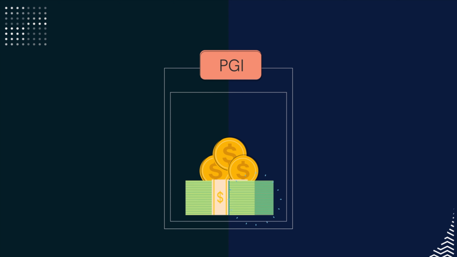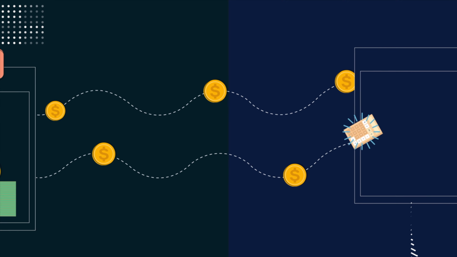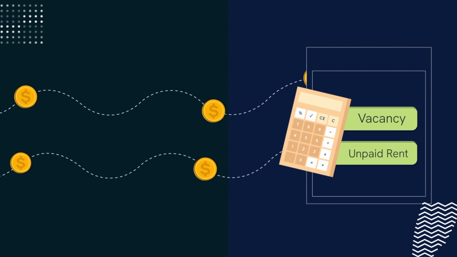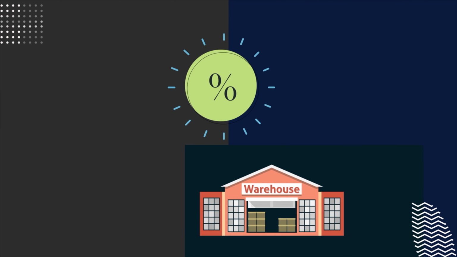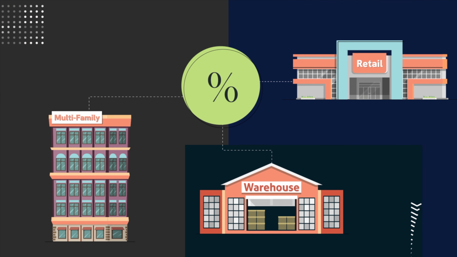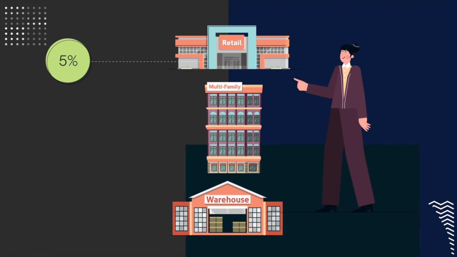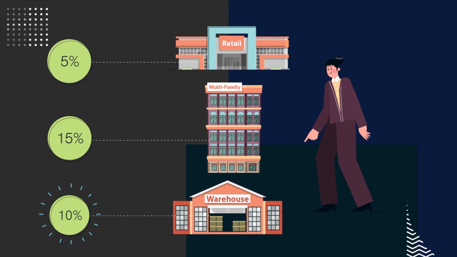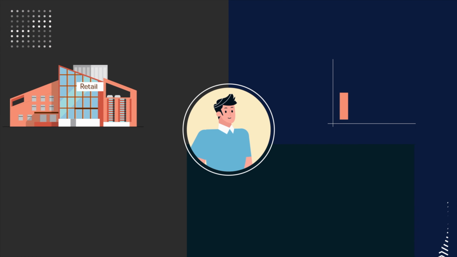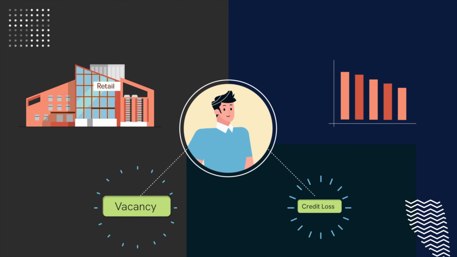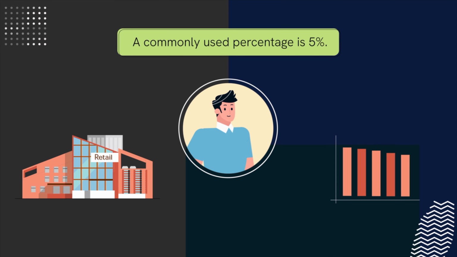Next, subtract a percentage of PGI for stabilized vacancy and credit loss, which estimates the vacancy or unpaid rent that any investment property will occasionally experience. The percentage may vary based on the market and property type. Lenders may use higher percentages for certain property types during market cycle downturns, regardless of the appraisal. Networking with other investors, appraisers, and lenders can help you understand the typical stabilized vacancy and credit loss in your market. A commonly used percentage is 5%.